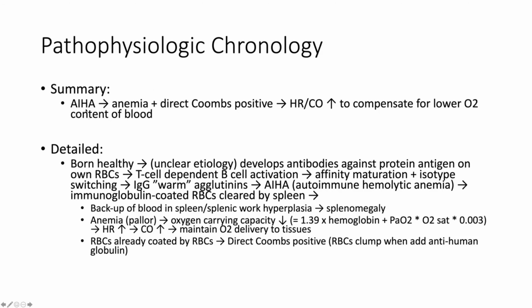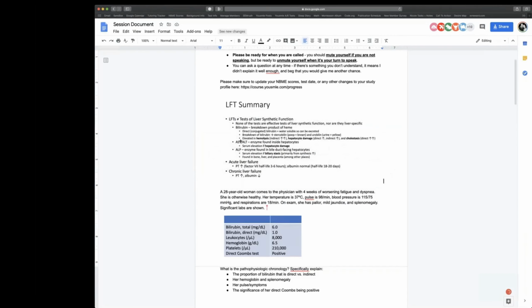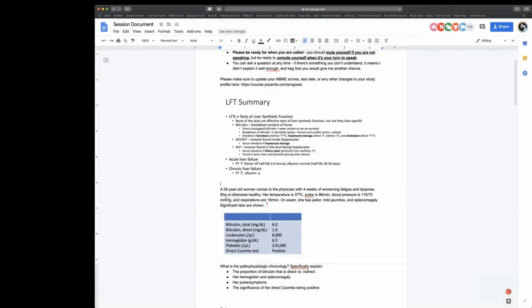So the summary would basically just be she has autoimmune hemolytic anemia. So she develops anemia, and that's why her direct Coombs is positive. Because her blood is carrying less oxygen, because she's anemic, she has to now increase her cardiac output to compensate for the lower oxygen content of the blood. You can see the detailed pathophysiologic chronology, which I'll put into the Google Doc so you can see it.